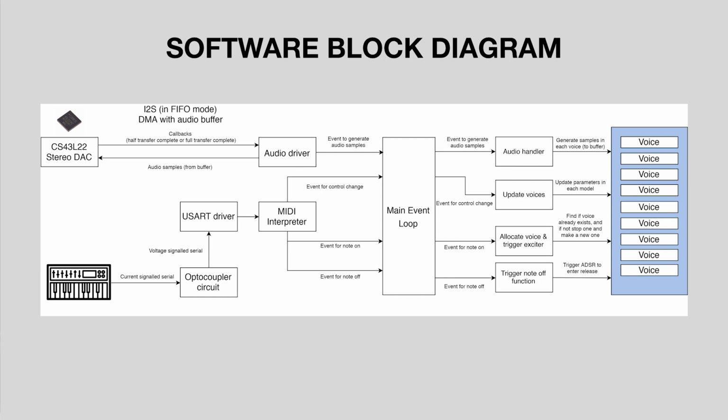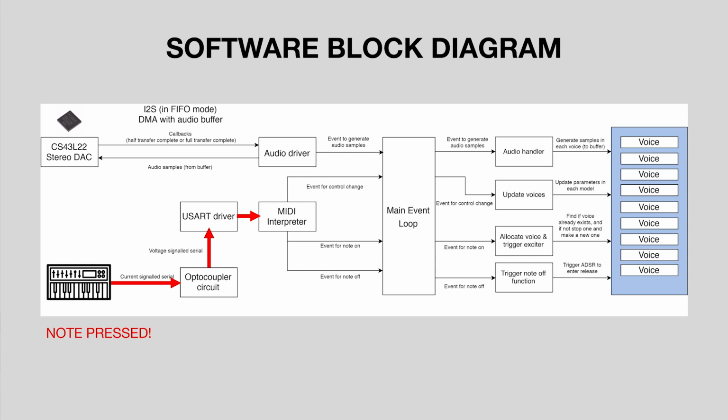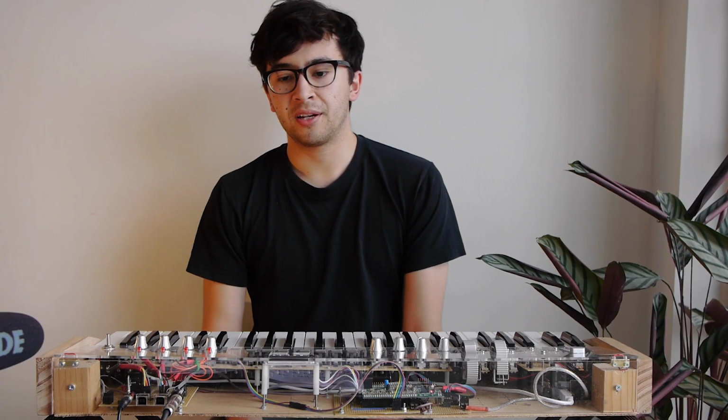The main loop of the synth is a first-in, first-out event processor. Events are mostly generated by interrupts. When an event occurs, the appropriate function is called to handle that event. For example, if a note is pressed, an interrupt triggers due to the MIDI input. A state machine then determines the contents of the MIDI message and creates an appropriate event. When the main loop reacts to this event, it allocates one of the voices to this new note and begins exciting the relevant physical model, depending on which model is selected.